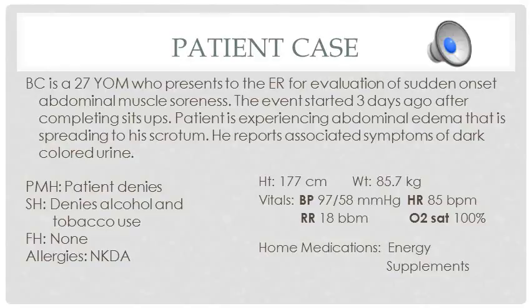BC is a 27-year-old male who presents to the ER for evaluation of sudden onset abdominal muscle soreness. The event started 3 days ago after completing sit-ups. Patient is experiencing abdominal edema that is spreading to his scrotum. He reports associated symptoms of dark-colored urine. The patient does not have any past medical history. He denies alcohol and tobacco use. He has no family history of relevance, and he has no known drug allergies.